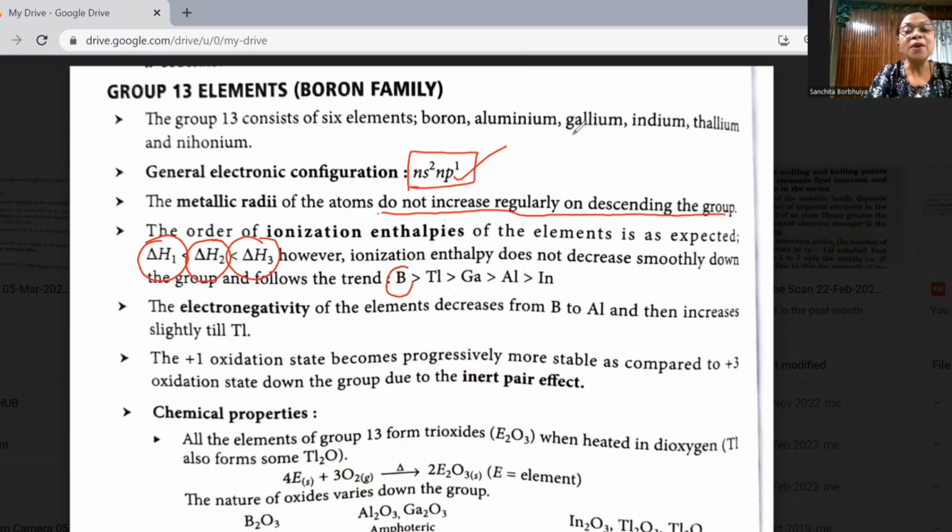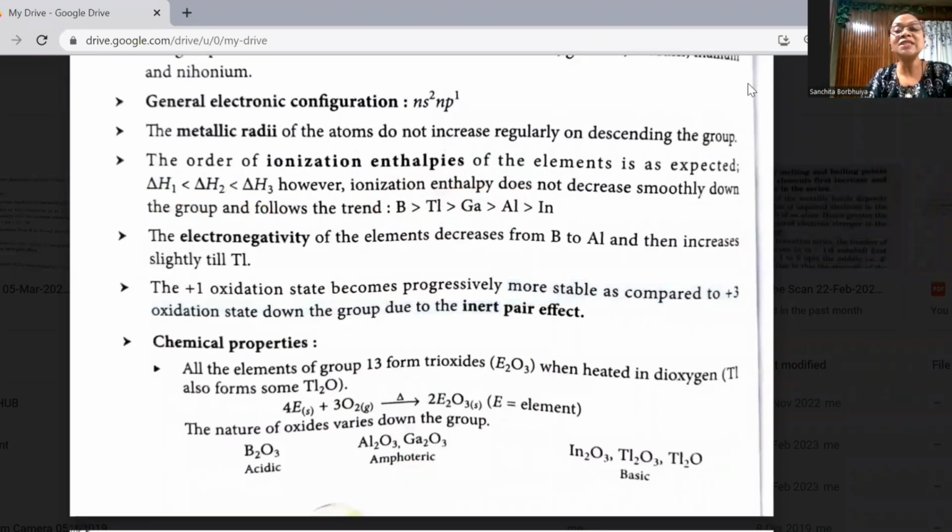See the order, I've condensed it in one shot: boron, thallium, gallium, aluminum, indium. And why so? Because of imperfect screening or shielding, thallium has a higher ionization enthalpy compared to gallium. So there's an interchange between gallium and thallium because of the ineffective screening or shielding of the electrons. The electronegativity of the elements would decrease from boron to aluminum, and then it will increase slightly till thallium.